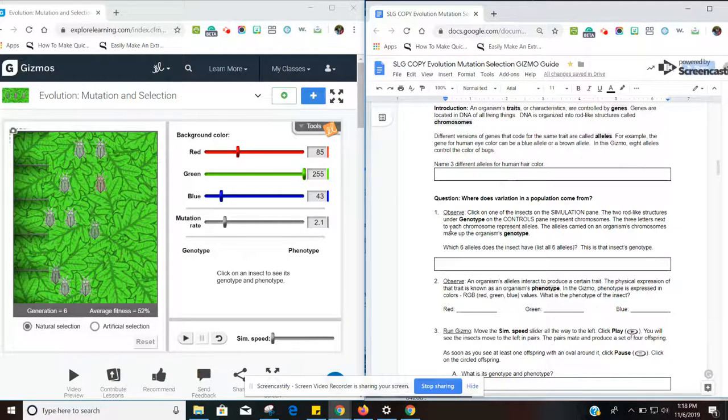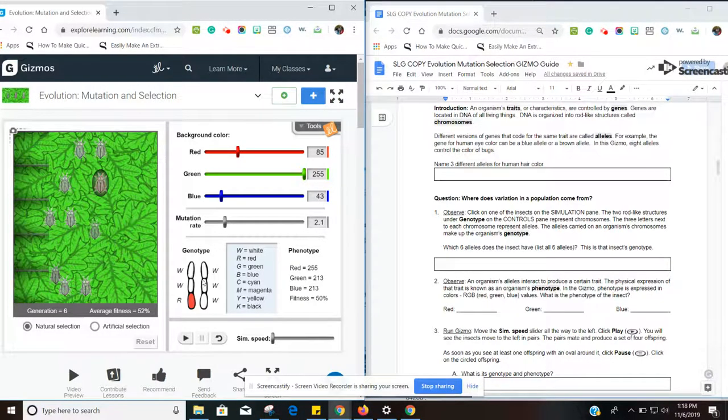When you get to question 1 here, it asks you, which 6 alleles does the insect have? When I'm referring to the 6 alleles, you will see here under the genotype that there is chromosome 1 and chromosome 2. Each chromosome has 3 different alleles. So this insect's 6 different alleles would be WWR, WWW. So make sure that you fill in all 6 alleles for that question.